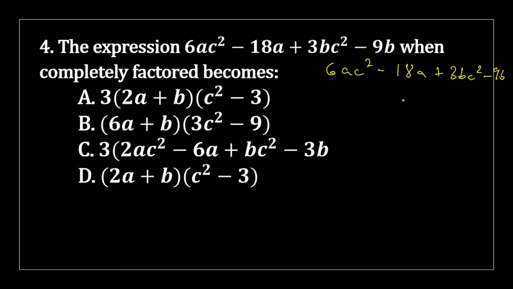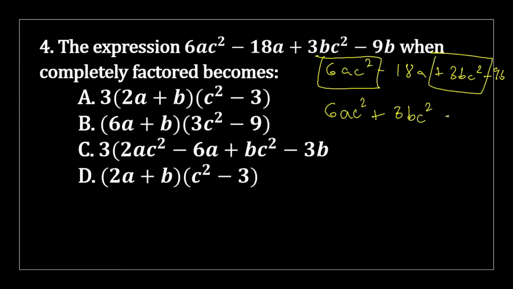Now what we're going to do is regroup this in such a way that we put together the terms that have a common monomial factor. In this case, we will combine this and this because they have a common monomial factor of 3c squared. So let's write that: 6ac squared plus, carrying out the sign, 3bc squared, and minus 18a minus 9b. Now let's regroup this.